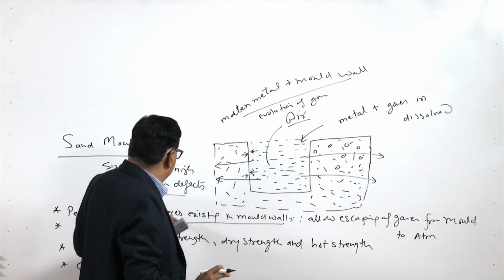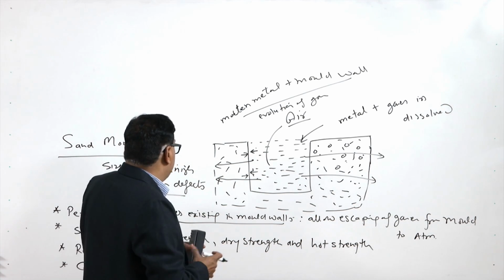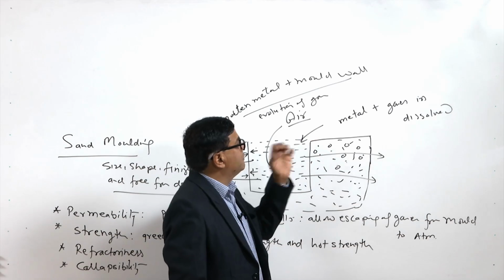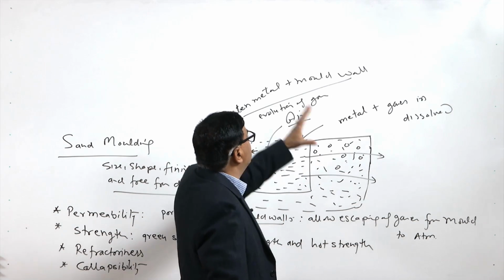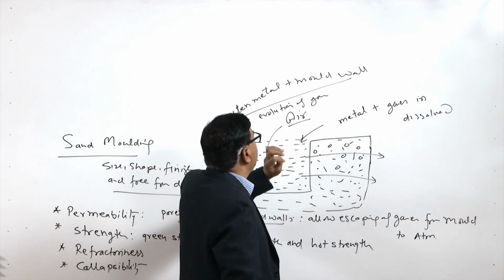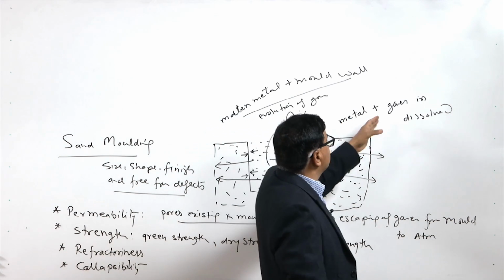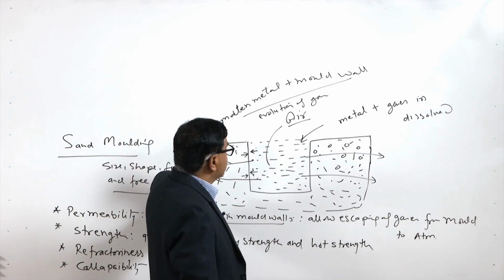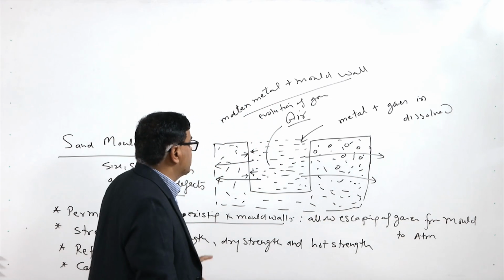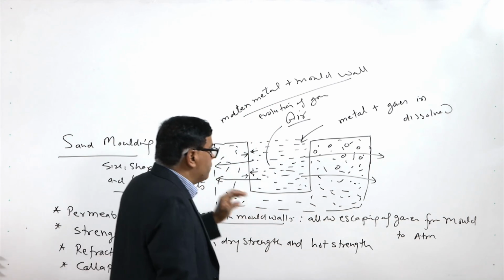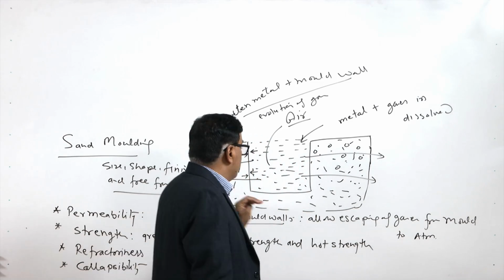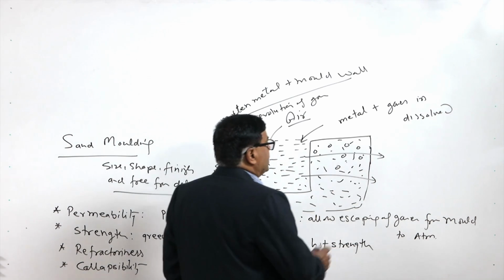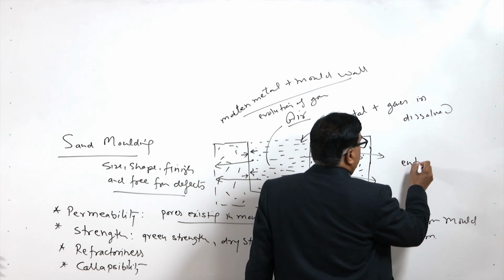Permeability is the characteristic which permits the escaping of the gases present in the mold due to a variety of reasons, such as the atmospheric air, or the gases in dissolved state which are released during solidification, or the gas generated due to the mold-metal reaction. So, these gases must be in a position to escape through the proper pores which are present in the sand mold, and if it is not so, then all these gases will have a tendency for entrapment.